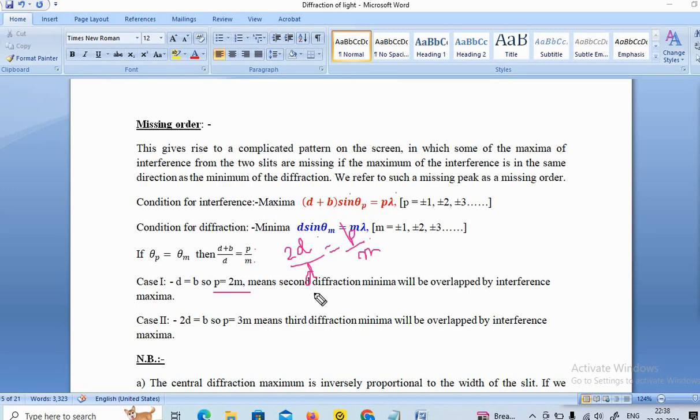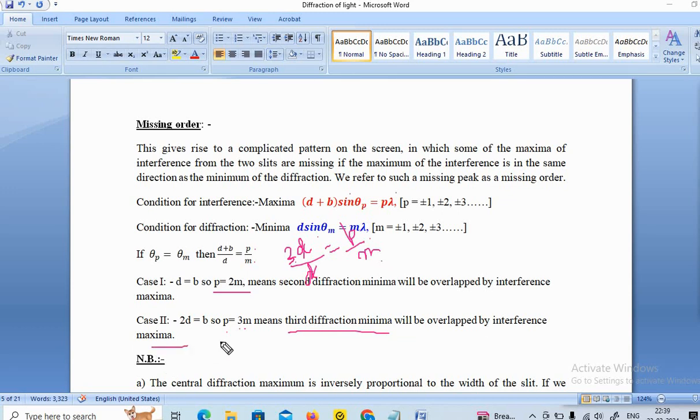One can check some other conditions also. Here, if b is equal to twice d, then obviously this becomes 3d by d, so d will cancel. p by m is equal to 3, so p is equal to 3. Again, the conclusion is that the third diffraction minimum will be overlapped by the interference maximum.